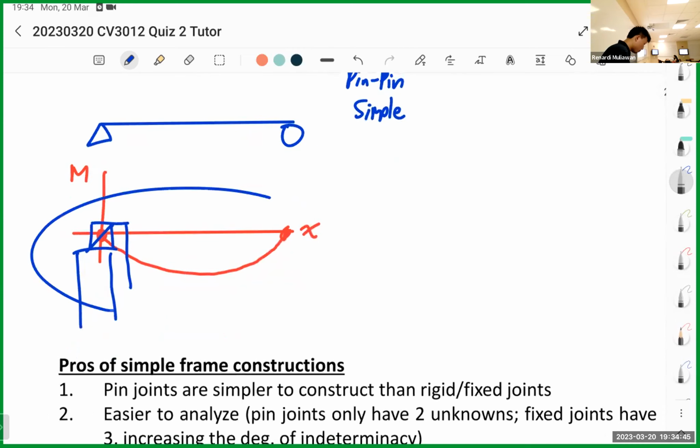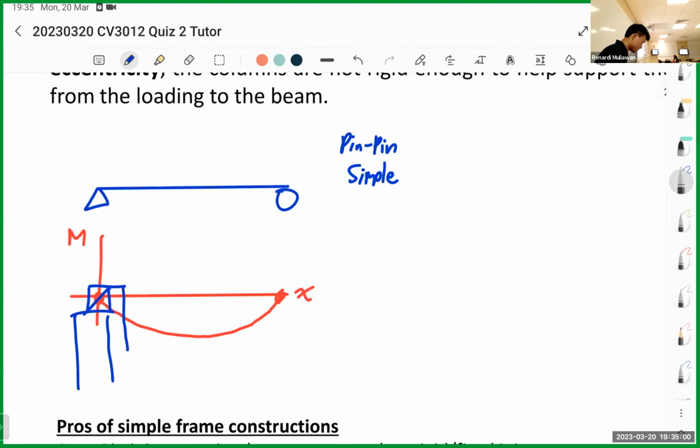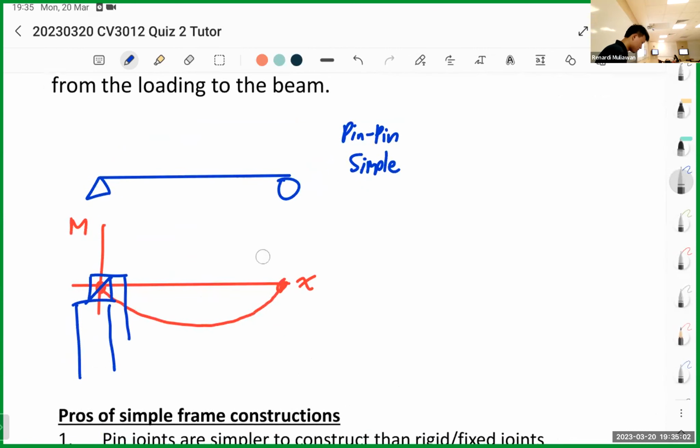So there's no moment from the BMD, but there is moment from the eccentricity. So these two are different. One is bending moment from the BMD, the bending moment diagram of the beam. One is from the eccentricity. So for simple construction, there's no moment transferred from the beam to the column, just from the eccentricity only.